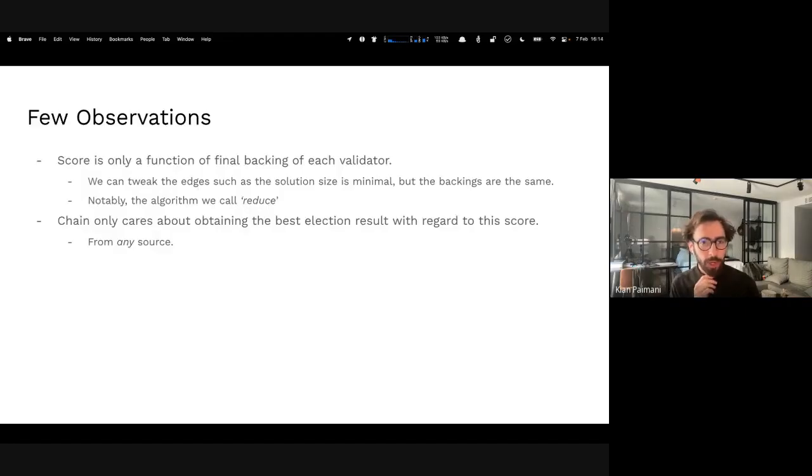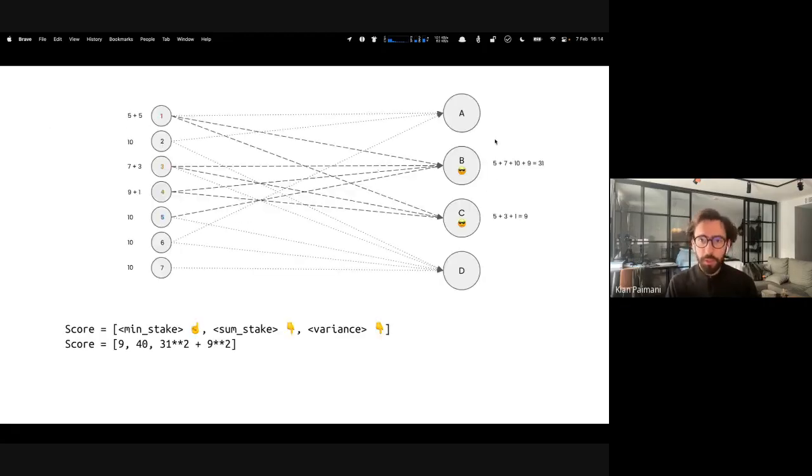Yeah, and a few observations out of this election scoring mechanism. One is that the final score is only a function of the final backing of each validator. So if you look at this graph, as long as B and C receive the same amount of backing, it doesn't really matter how these edges are distributed. So in practice, we can trim these edges in a way that these two numbers, like 31 and 9, the final backings that we care about in score, don't change, which is possible with numerous algorithms, or at least one that we use. And we don't change the score.